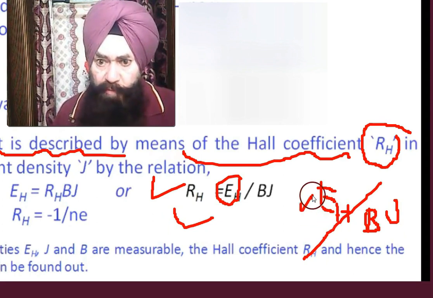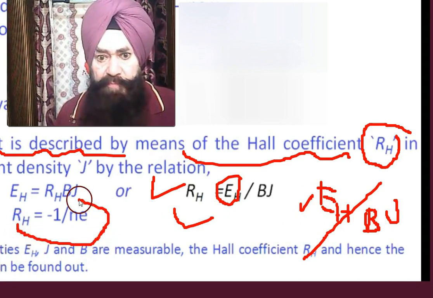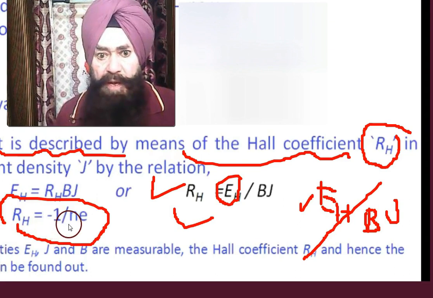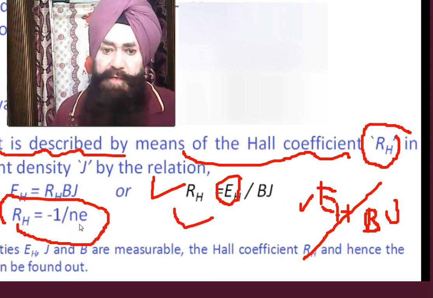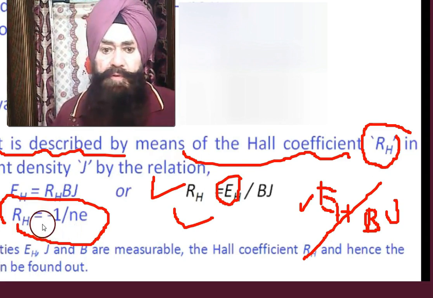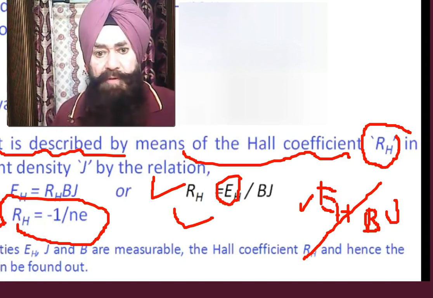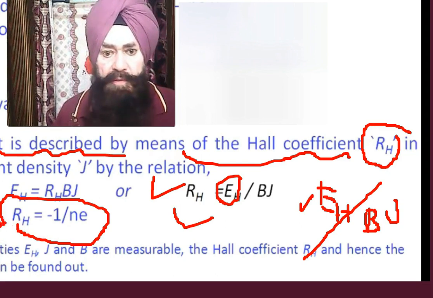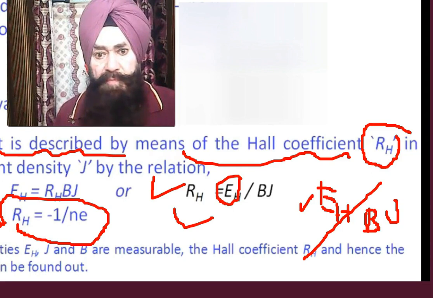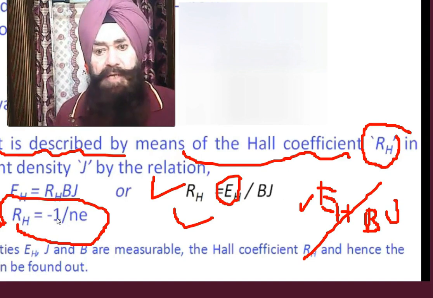Upon substitution of EH, the Hall coefficient becomes simply -1 over NE, where N is the number density. Number density means charge carriers per unit volume. So this is the expression of the Hall coefficient. And as an exercise for you, tell me what is the importance of the Hall coefficient and what is the meaning of this negative sign.